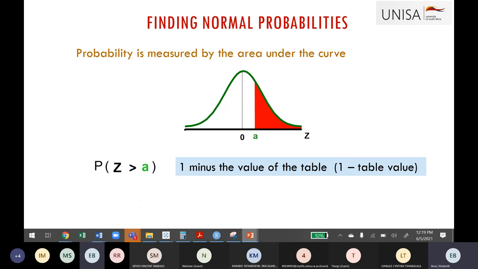And we said for the probability that Z is greater than A, we're going to say 1 minus the value we find on the table, because we know on the table we always have the values of less than A. Since the sum of all probabilities equals 1, the probability of Z greater than A is the complement of the probability of Z less than A, and we know that the less than A value is what we can find on the table.